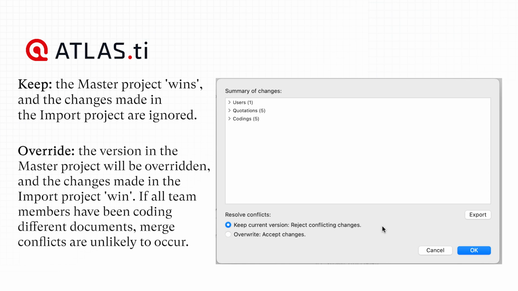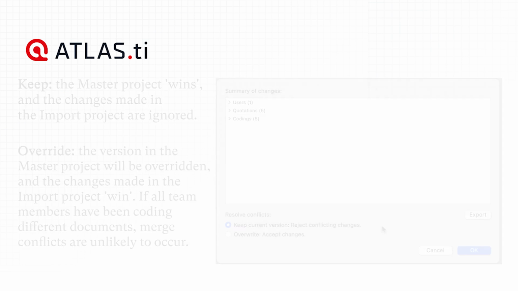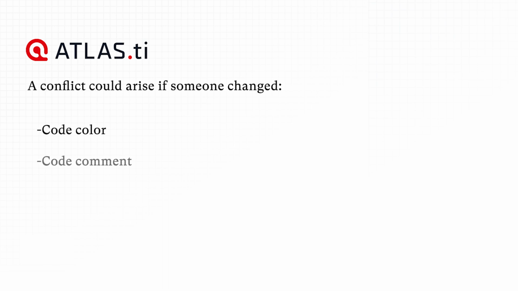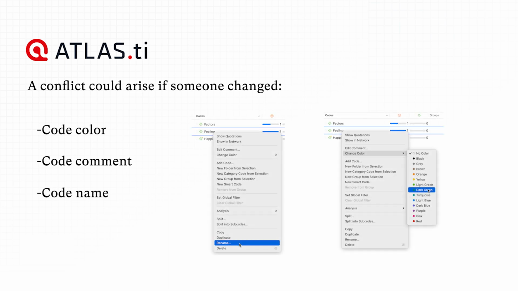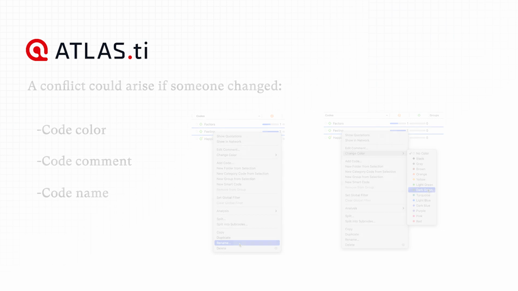If all team members have been coding different documents, merge conflicts are unlikely to occur. A conflict could arise, for instance, if someone changed the code color, comment, or code name. As project administrator, you will have to decide whether to accept these changes or not.